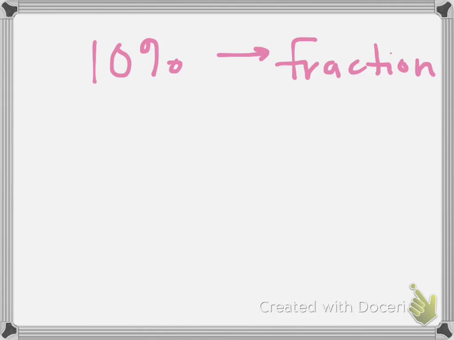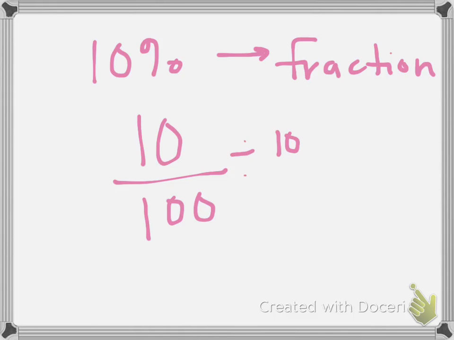Let's take a look. Anytime we have a percent, 10%, that means out of 100. So I can take my percent number and write it out of 100, 10 out of 100, and then simplify my fraction. I can divide both of these by 10, and I'm left with 1/10. So 10% is the same as 1/10.